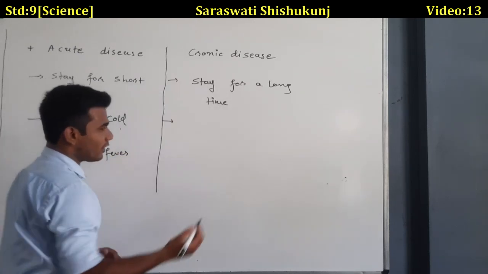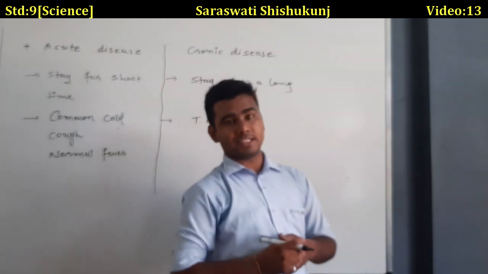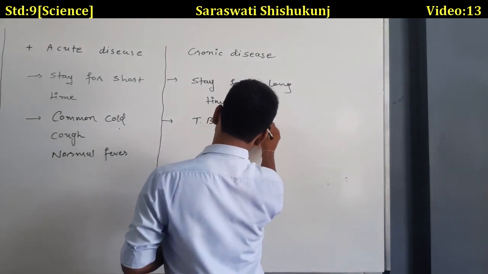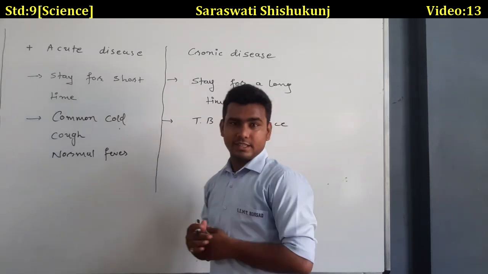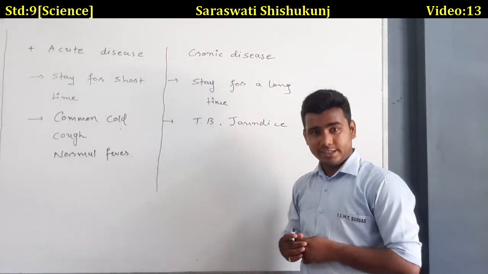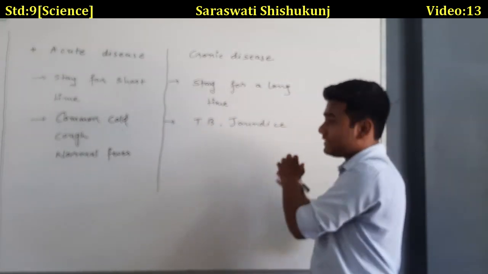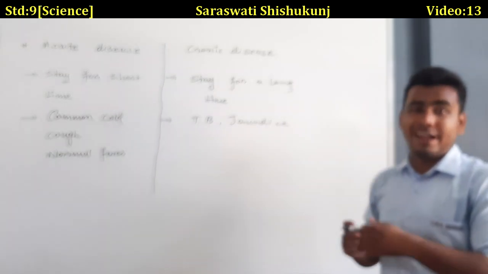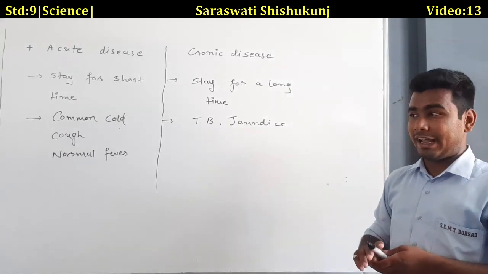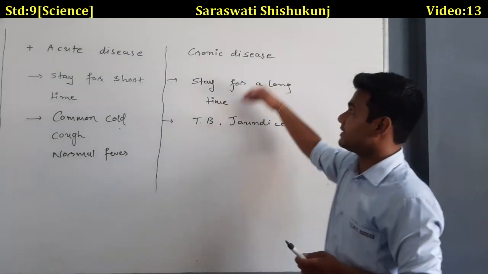And which are the examples of chronic disease? TB can be an example. TB means tuberculosis. Then jaundice is an example of it, and many other diseases are considered chronic disease. But generally here we will take the example of tuberculosis and jaundice. In chronic disease, some diseases may be cured, while some will become permanent, right? Now suppose we take the example of cancer. Cancer will not come and just go in 1 week, right? It will be there for a long time, so it will be considered a chronic disease.